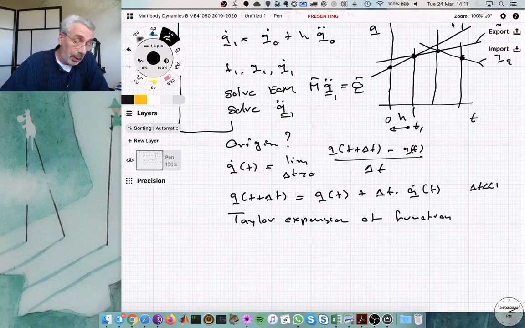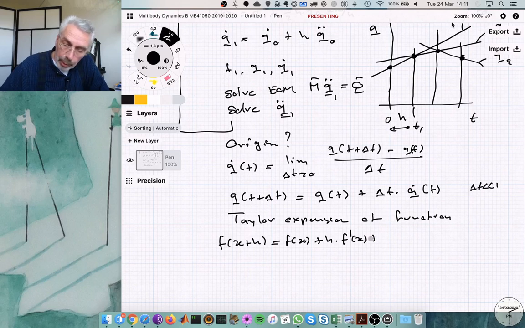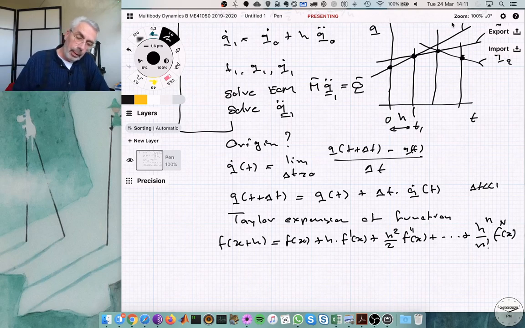this function of time goes like this. So if we take a function, we say f of x plus h equals the function value at x, plus h times the first derivative of the function at x, plus h squared divided by 2 times the second derivative at x, and then it goes on, and the h to the power n divided by n factorial times the nth derivative of x. And of course, this Taylor expansion is the origin of such a numerical integration step.